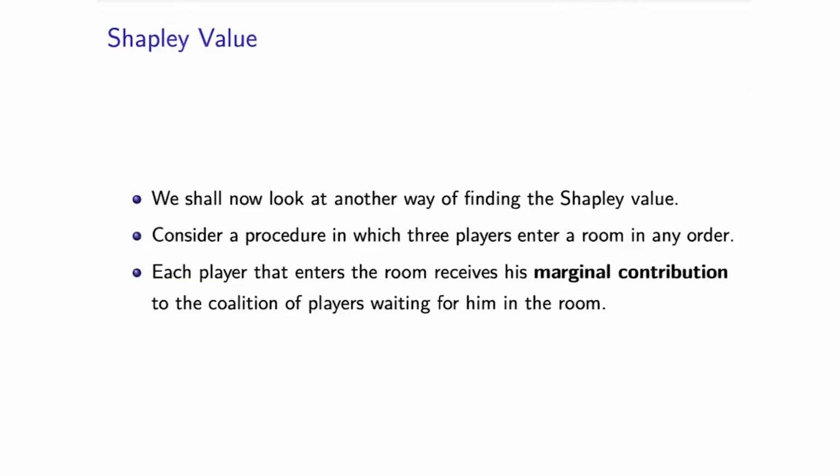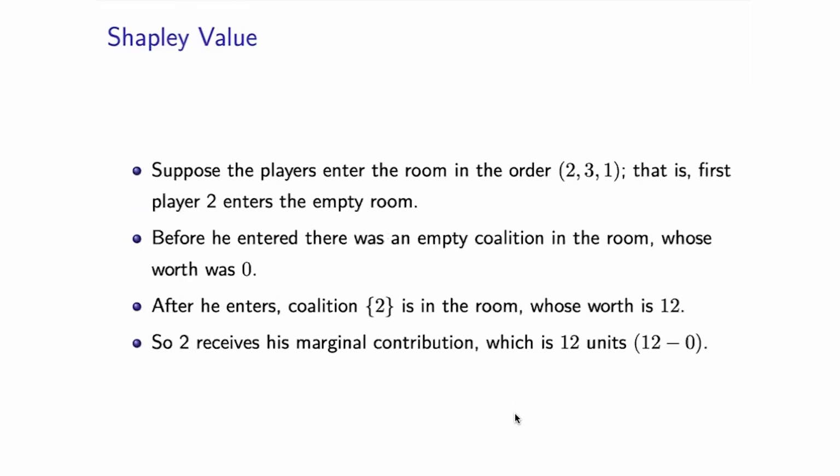Consider a procedure in which the three players, 1, 2, 3, enter a room in any order, and each player that enters the room receives his marginal contribution to the coalition of players waiting for him in the room. At first this might seem a bit mysterious, but let's see how it works out in this example. Since they can enter in any order, let's pick a particular order to begin with, and then we'll see how things work for the other orders.